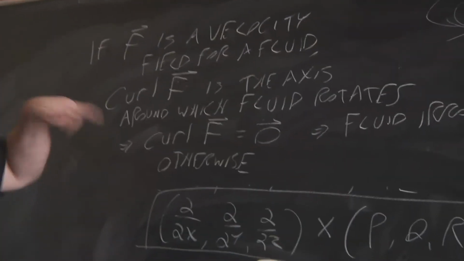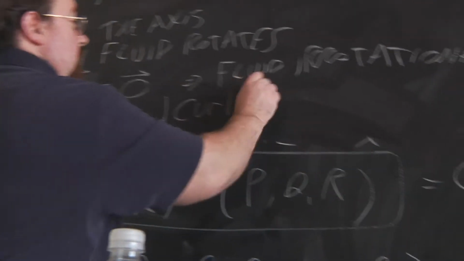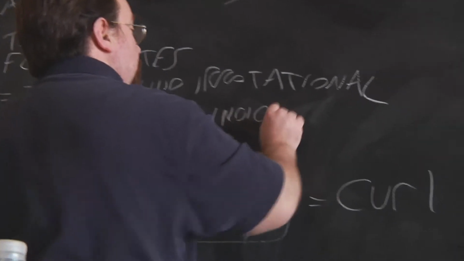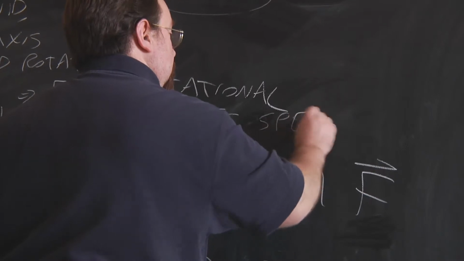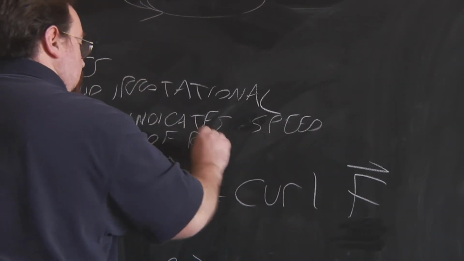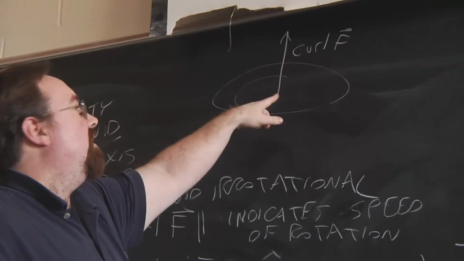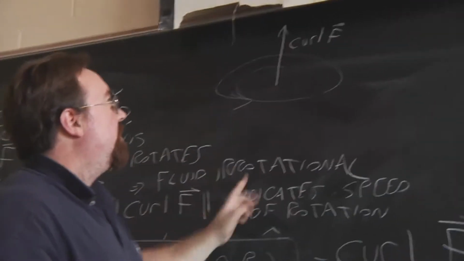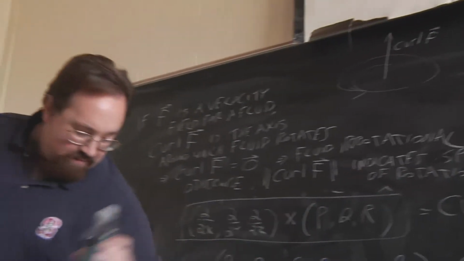So if curl F is non-zero, we actually have some spinning going on, then the magnitude of this vector is useful also. It indicates speed of rotation. So if the rotation around this axis is not very fast, we'll have a nice tiny vector in this direction, but if it's spinning really fast, we'll have a nice long vector.